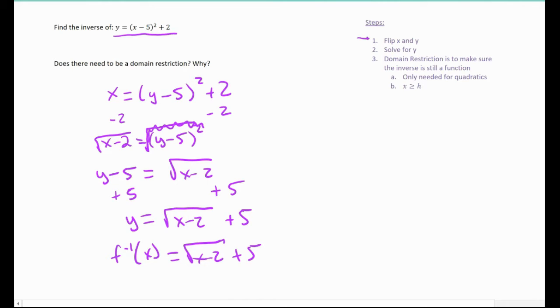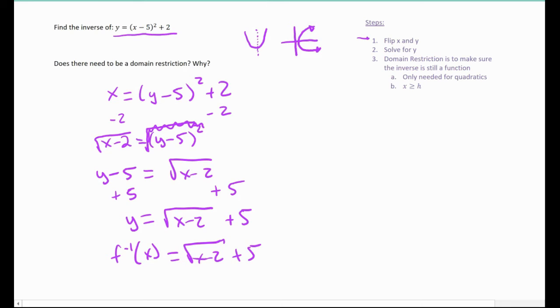And if I'm asked, does it need a domain restriction? First of all, domain restriction means when we take the inverse, if we were to graph it, it would be a function. In this case, this is a quadratic, which would create a parabola. If I flip this over the line y equals x like we do for inverses, what ends up happening is I get this sideways parabola, which is no longer a function.